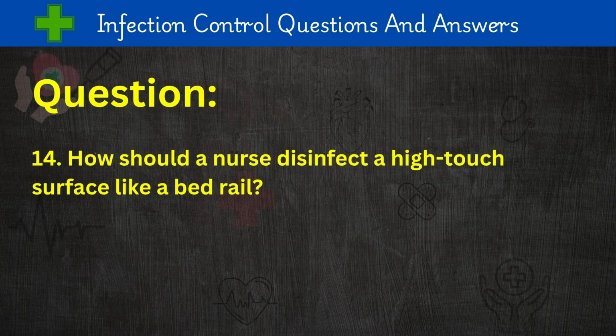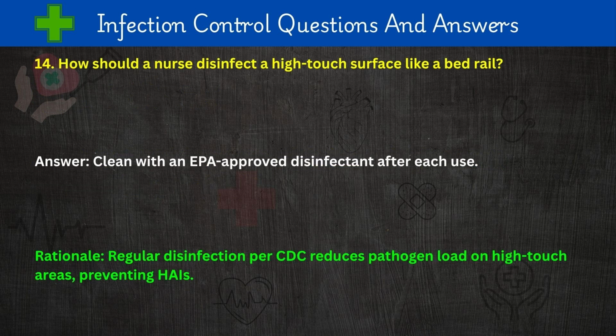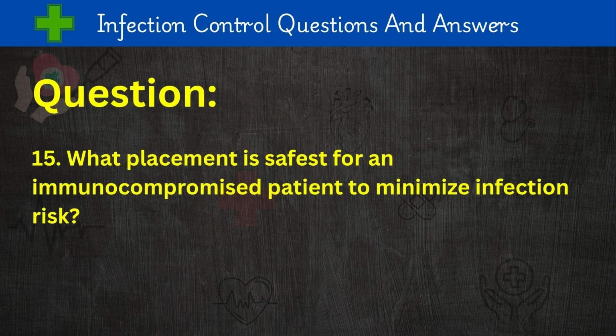14. How should a nurse disinfect a high-touch surface like a bed rail? Answer. Clean with an EPA-approved disinfectant after each use. Rationale. Regular disinfection per CDC reduces pathogen load on high-touch areas, preventing HAIs.